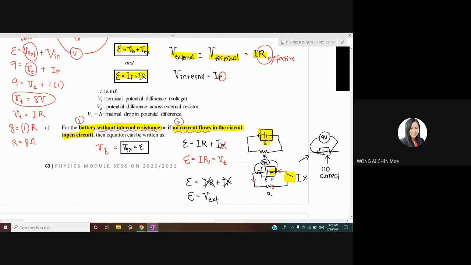No current flowing through bermaksud kita punya V internal sama dengan Ir tapi I kosong kan. So that's why V internal adalah kosong volt. Okay, so this is the two cases where when you measure, you will get back your value EMF. You will get back 9 volt. Okay, so I will show you.